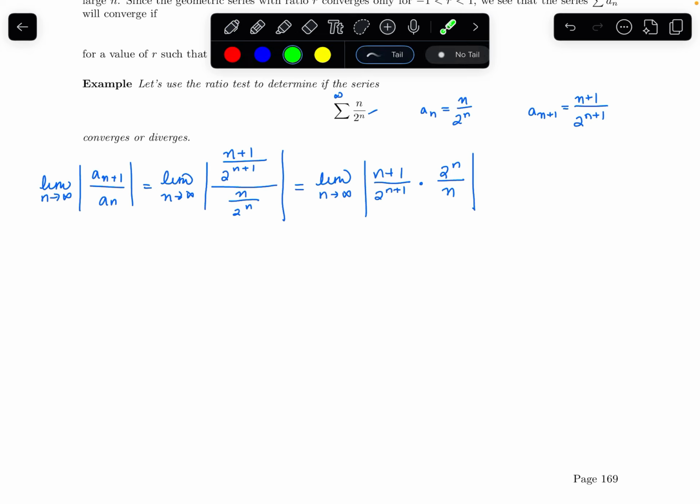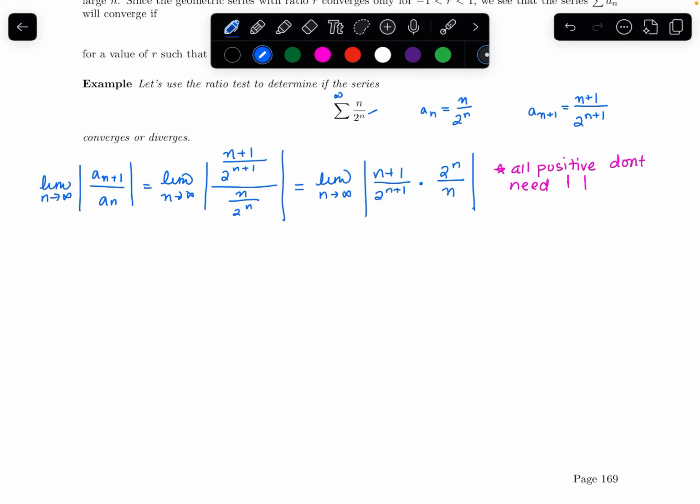Remember, n is all positive integers. So this is positive. This is definitely positive. These are exponentials. Exponentials are always positive, right? So in fact, since this is all positive, we don't need the absolute value bars. Don't need these absolute value bars.